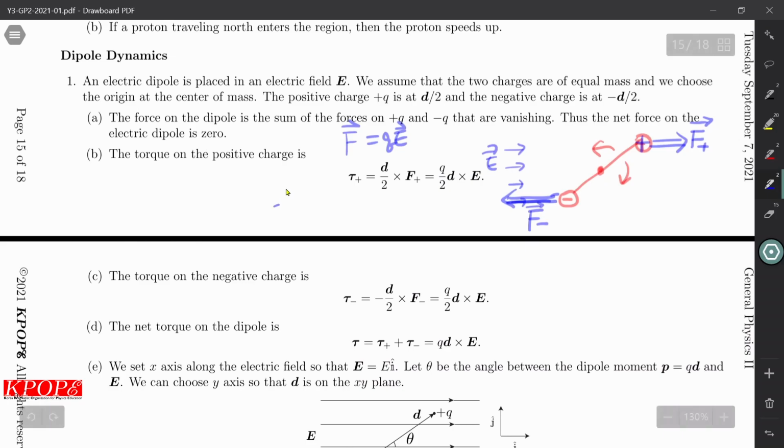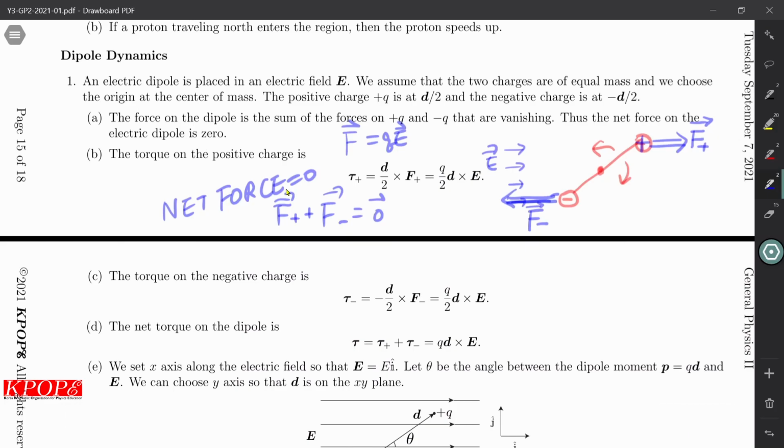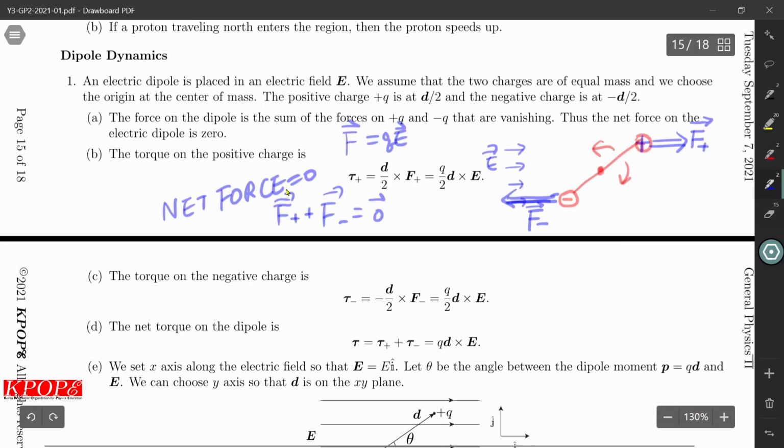So the sum of these two forces is 0. Net force equals 0. However, net torque is non-zero. So in this system, it wants to rotate along this direction.